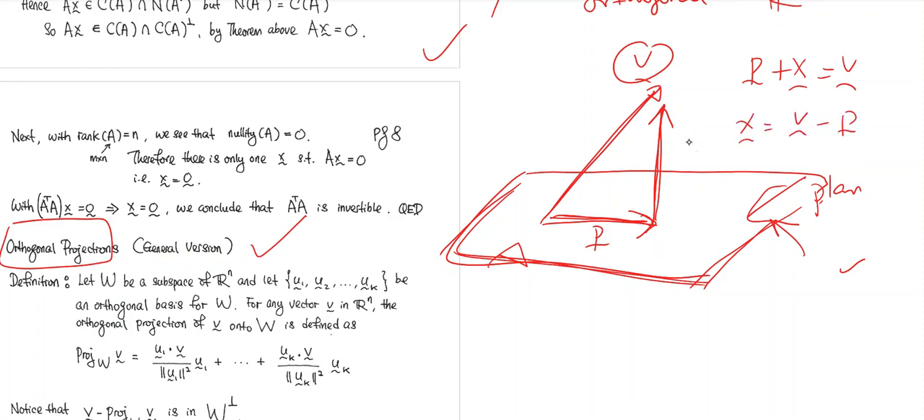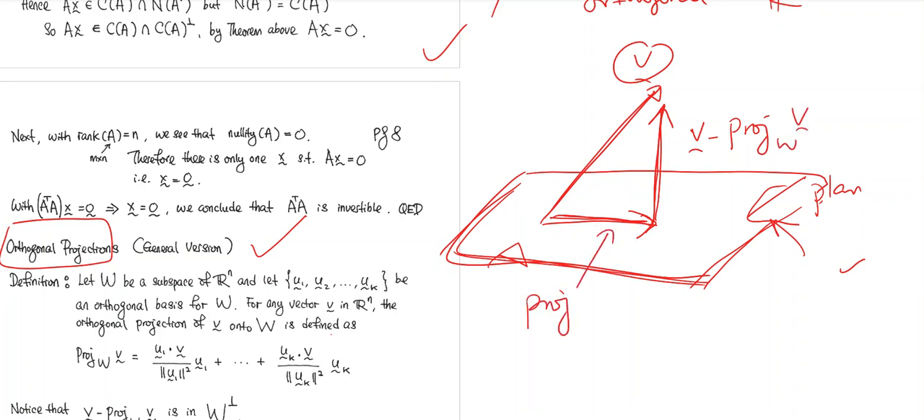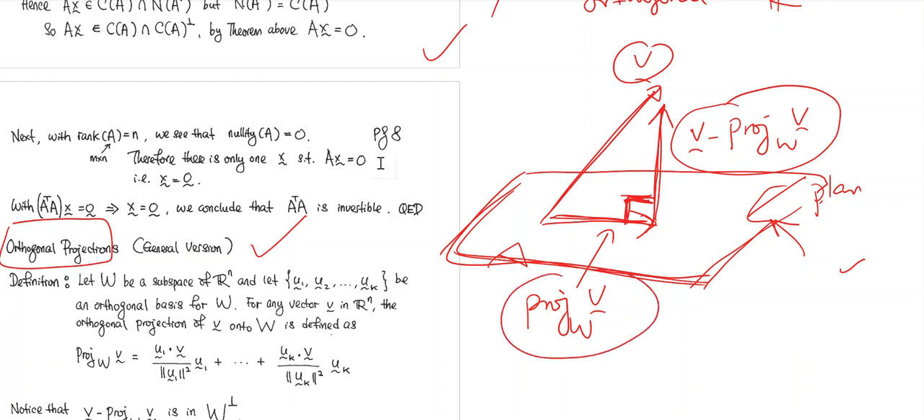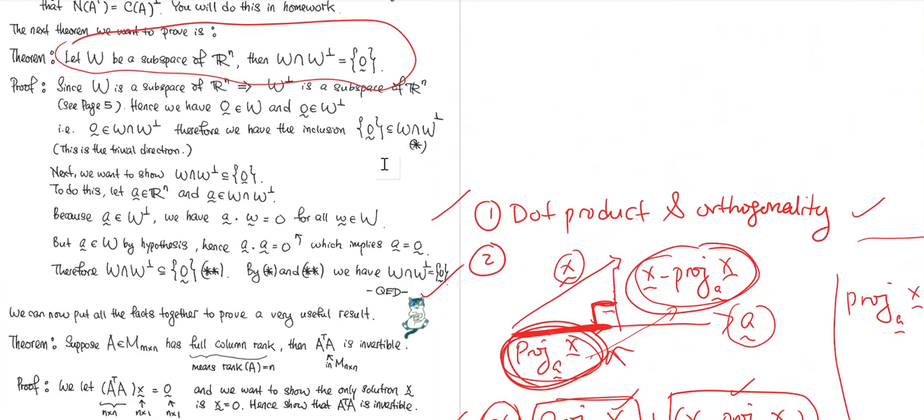So your X right here, this vector here, is V minus the projection of V onto W. And this is your projection of V onto W. So we have something that looks like that. And what we're going to show is that actually this is going to be 90 degrees right here. What I'm going to show is that this V minus projection of V onto W and the projection of V onto W are orthogonal to each other. This is critical.